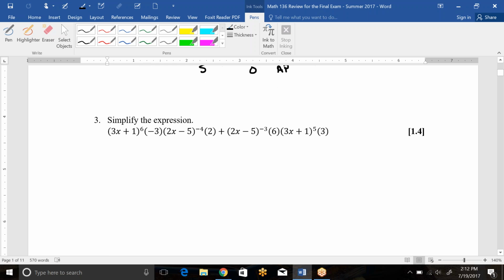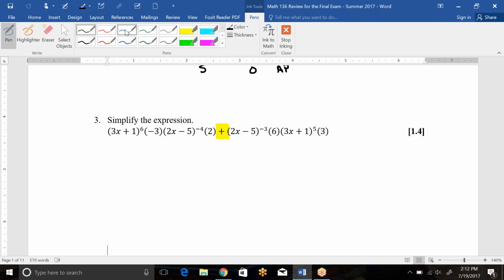Number 3 is simplifying an expression. We're looking at one that is a little bit messy. It's a big expression that we're going to try to simplify, and notice the key factor here that I'm going to highlight is that there is a plus sign between these two pieces. So this is all being multiplied together, plus this is all being multiplied together.